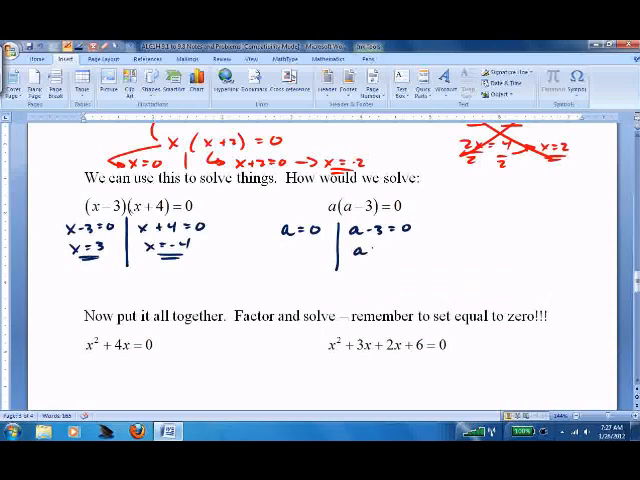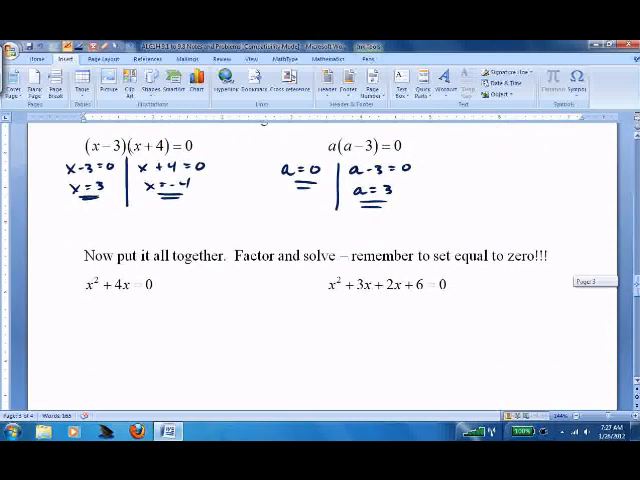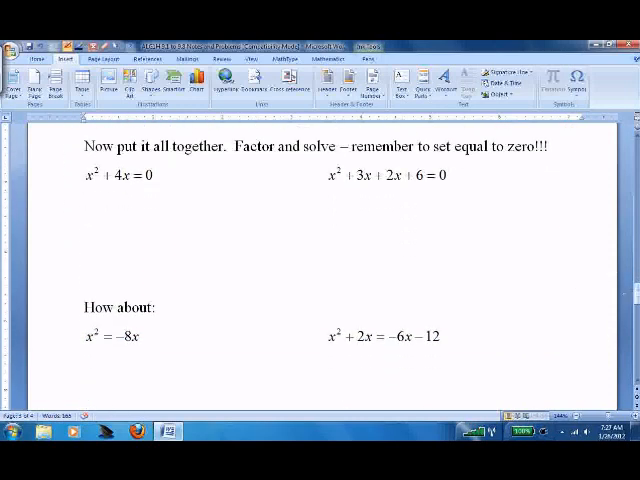Break it apart. And again, you put in a equals 0. Well, this is -3, but who cares? This is 0. 0 times -3 is 0. Put in 3. 3 times 0 is 0. It works. And finally, we put it all together. Factor and solve.